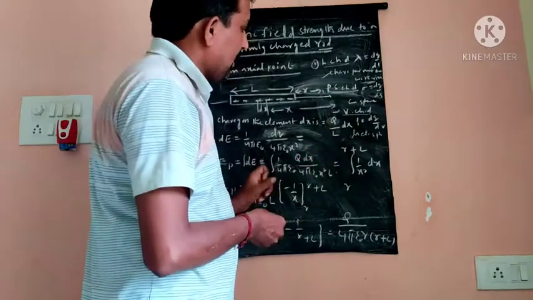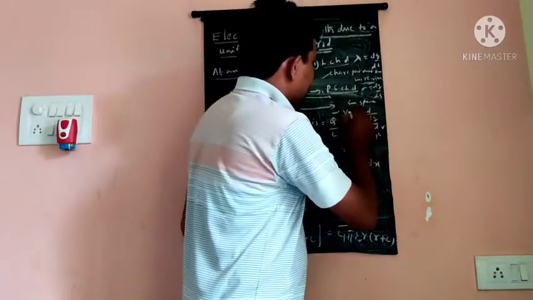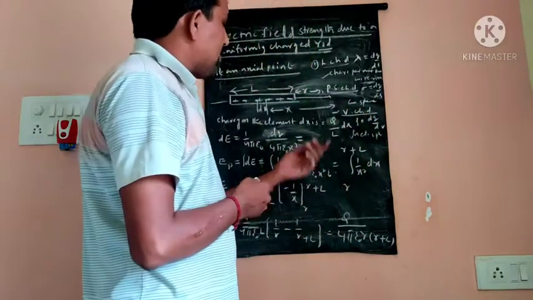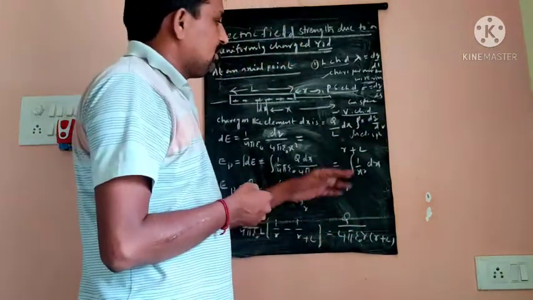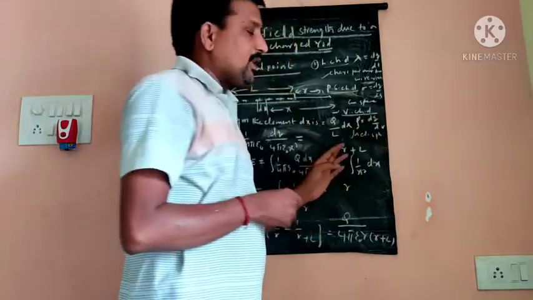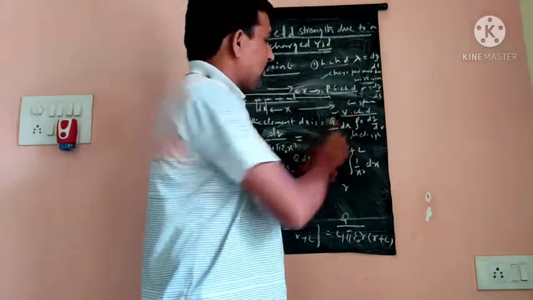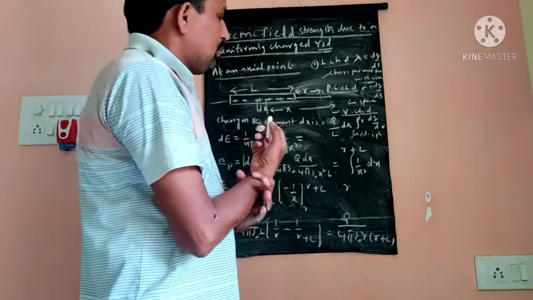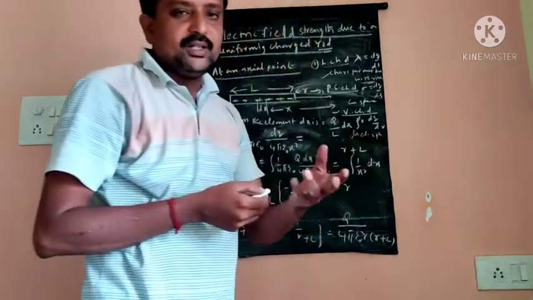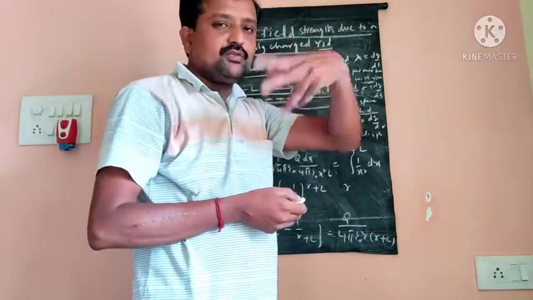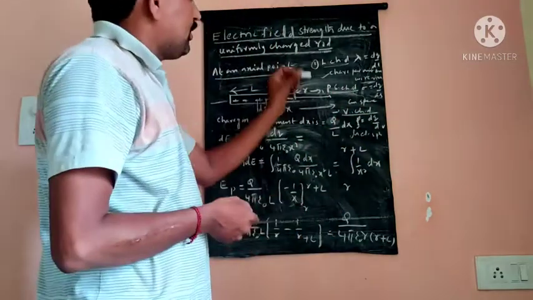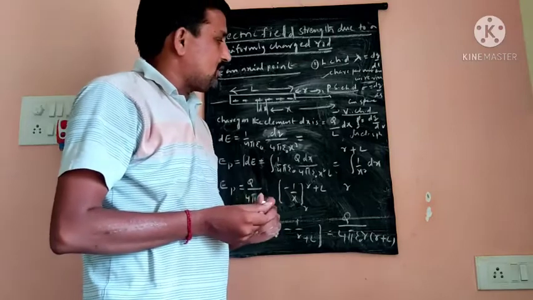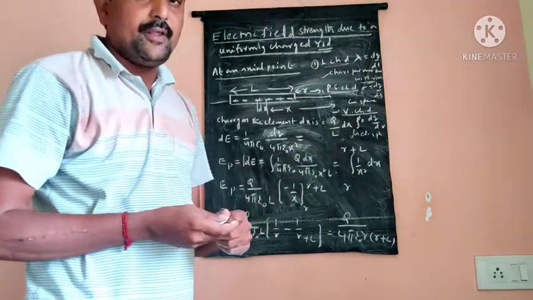If you take a conducting sphere, the charge is spread on the surface of the sphere. Next is volume charge density, denoted by rho. Rho is equal to dq by dv. So charge per unit volume is called volume charge density. If you take a dielectric sphere, the charge is spread through its volume. So: linear charge density, surface charge density, and volume charge density.